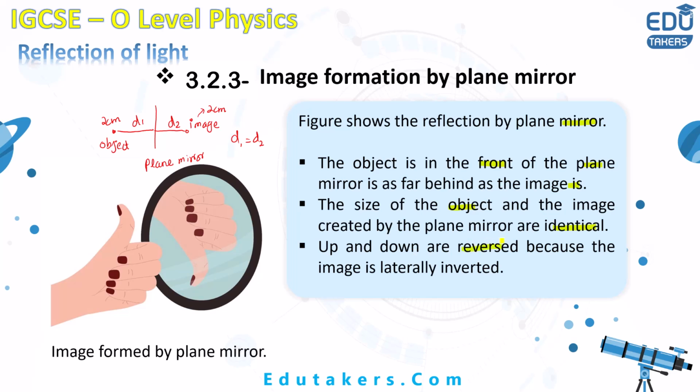Up and down are reversed. It means that if you place your thumb in the upward direction, it acts as the object. Then when you find its image, it will be in the downward direction, because up and down are reversed. The image which is formed by the plane mirror is inverted. Inverted means that you have to reverse it. If the object is pointing in the upward direction, then the image should be in the downward direction. So these are the very important characteristics of the image formed by the plane mirror. One is that the size of the object and image should be the same. Second is that the image is inverted.